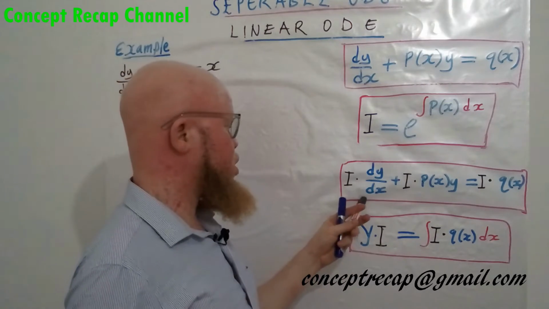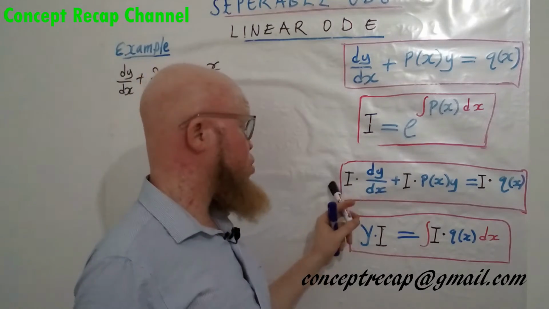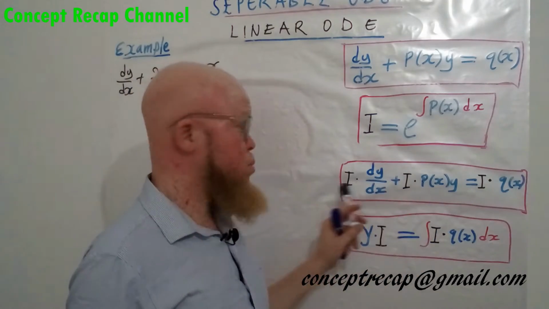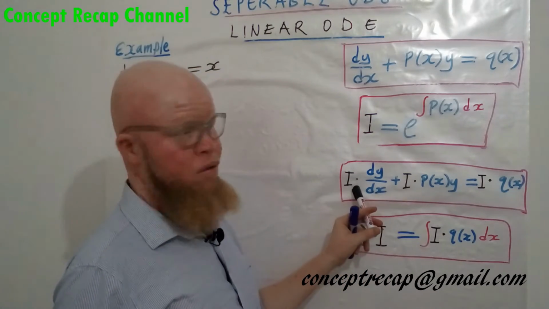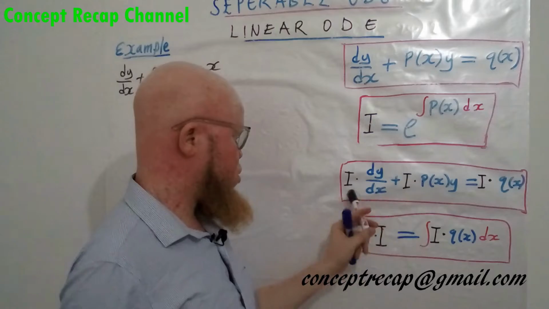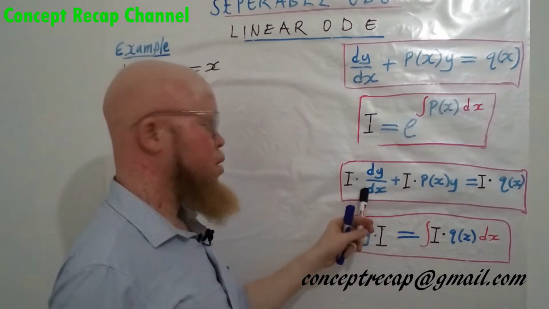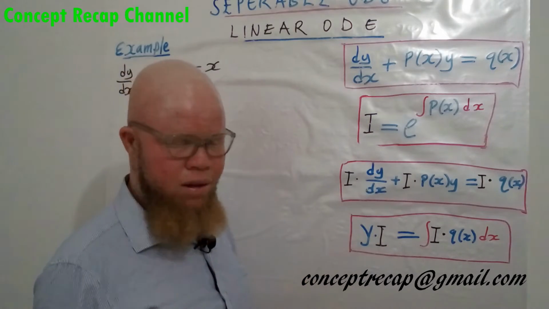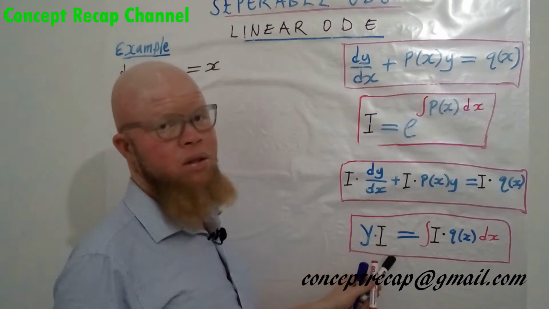So the third step is to multiply the integrating factor throughout the equation, like I've done here. I represents the integrating factor. So whatever you get here, you multiply it in the original equation like this. Then you integrate both sides.